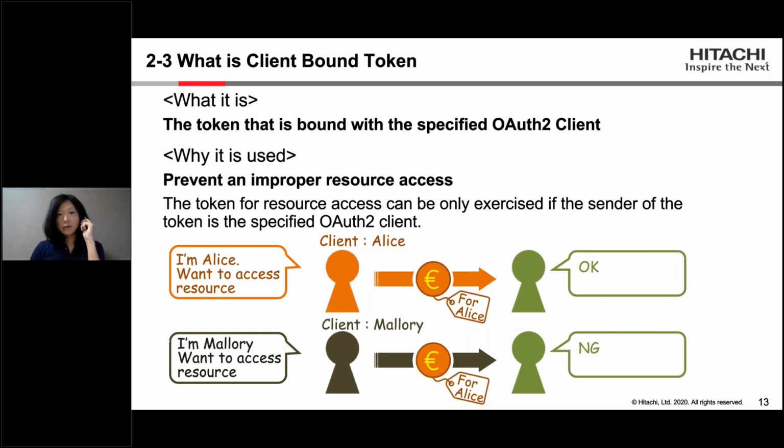So the client-bound token is the token bound with the specified OAuth client. It can be used to prevent improper resource access by a malicious client entity, because this token can only be exercised if the sender of this token is the specified OAuth client.